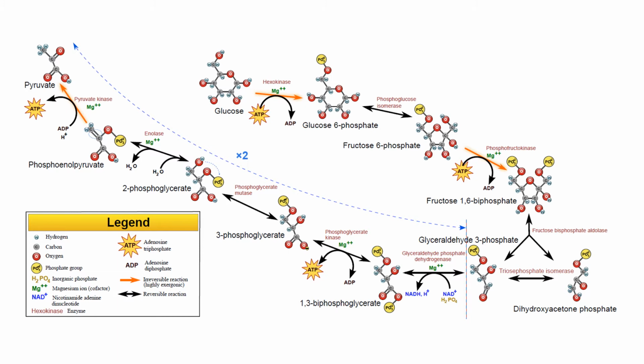Step 4. Aldolase enzyme will split fructose 1,6-bisphosphate into 2 sugars that are isomers of each other. These 2 sugars are dihydroxyacetone phosphate or DHAP and glyceraldehyde 3-phosphate. Aldolase will help to cleave FBP, or fructose 1,6-bisphosphate, into 2 3-carbon molecules.